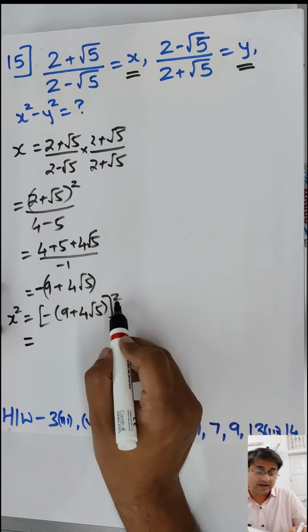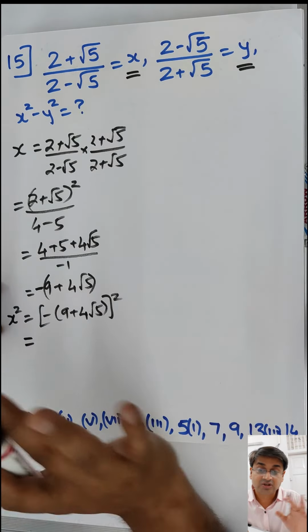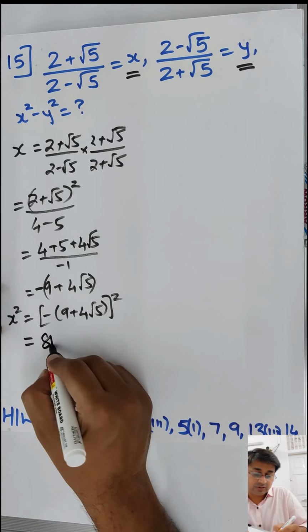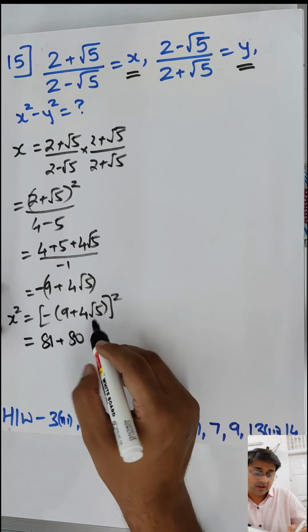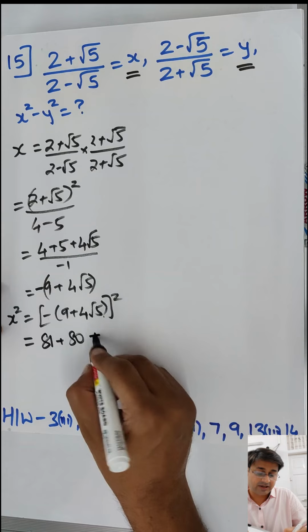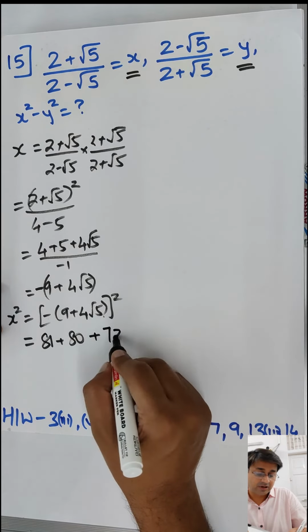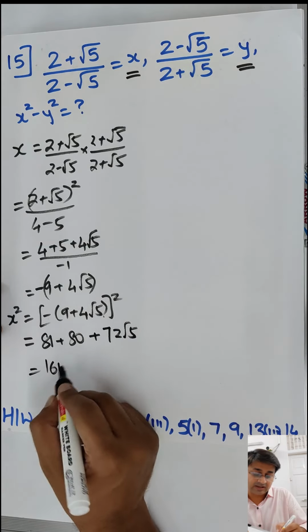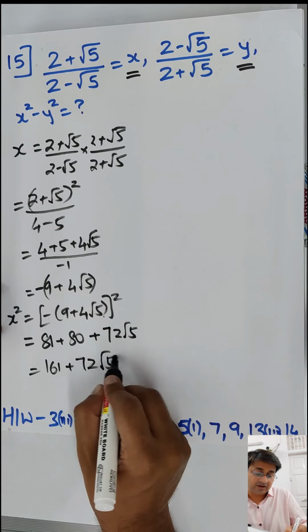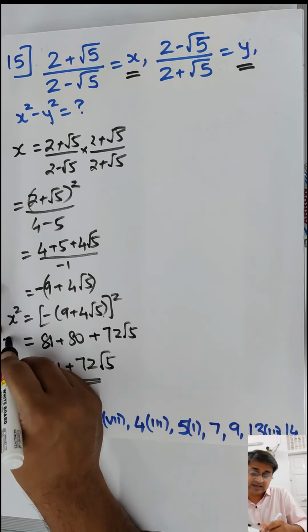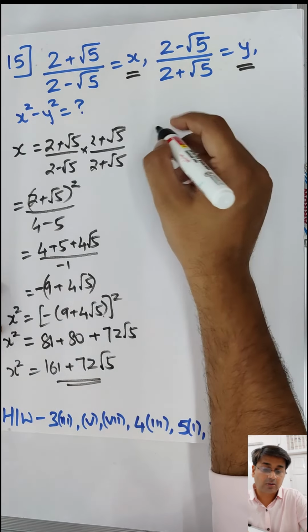Now square it. So minus ka square becomes plus. So your minus is gone. So a square, b square, because 4 square 16 5s are 80 and 8 9s are 72 root 5. So basically 161 plus 72 root 5 is what is x square. Likewise now work out for y.